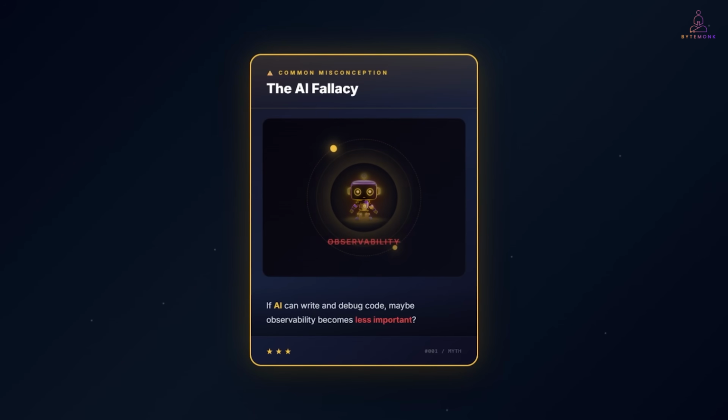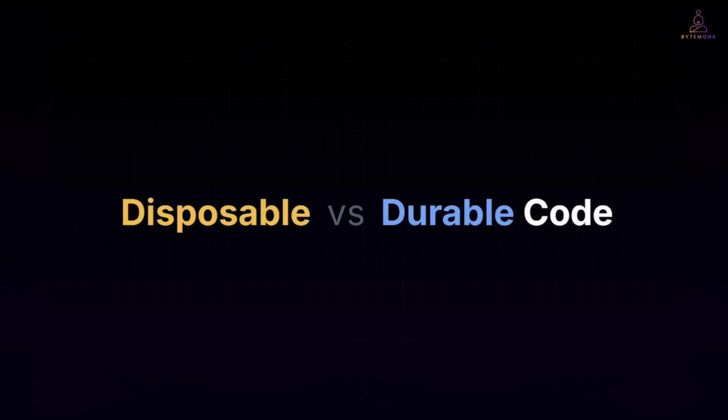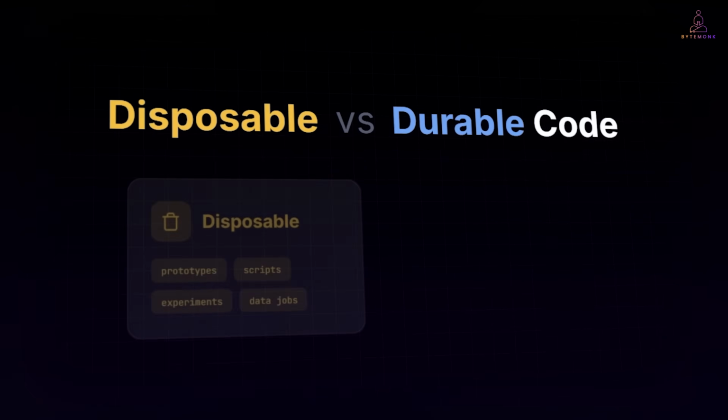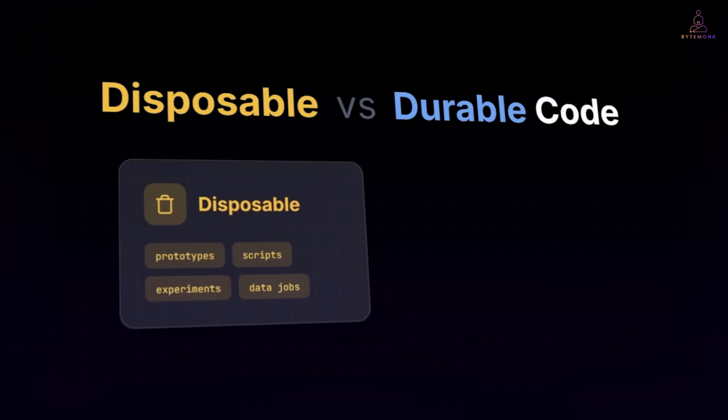There is a concept I want to introduce: disposable code versus durable code. Disposable code is the stuff AI generates easily and cheaply. Prototypes, scripts, experiments, one-off data processing jobs. You generate it, you use it, and you throw it away.